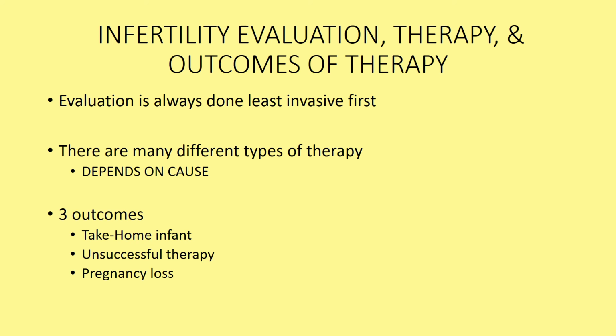Then also you need to remember that there are three outcomes of infertility therapy. The couple can receive a take-home infant, so make sure you're prepared, as they might not be ready. They might not have prepared in the ways that they should have. They could have an unsuccessful therapy. There could be those adoption discussions. And then ultimately they could have a loss of pregnancy. So just be prepared for that emotionally. And as a nurse, you need to know how to care for this client no matter which outcome does occur.